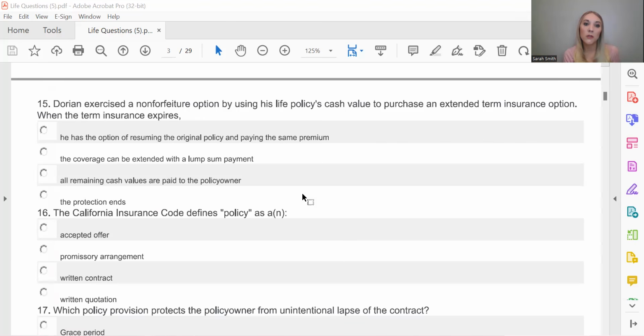Dorian exercised a non-forfeiture option by using his life policy's cash value to purchase an extended term insurance option. When the term insurance expires, what happens? Now, this is a pretty good example of how they're going to attempt to confuse you. There's a lot of words here, but your key phrase is when the term insurance expires. That is the question that you guys are focusing on. We all know that when term insurance expires, your protection ends. Simple as that.